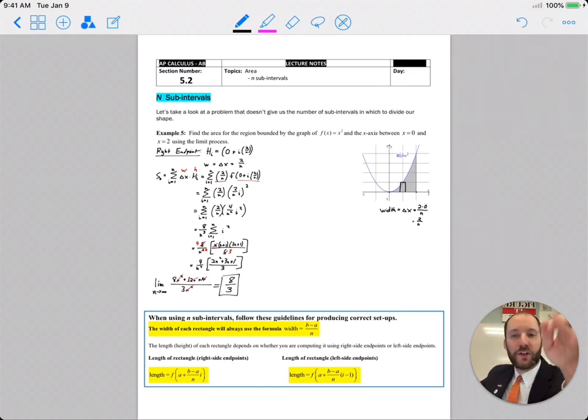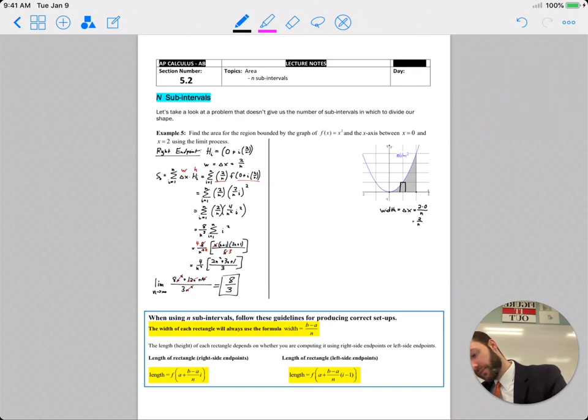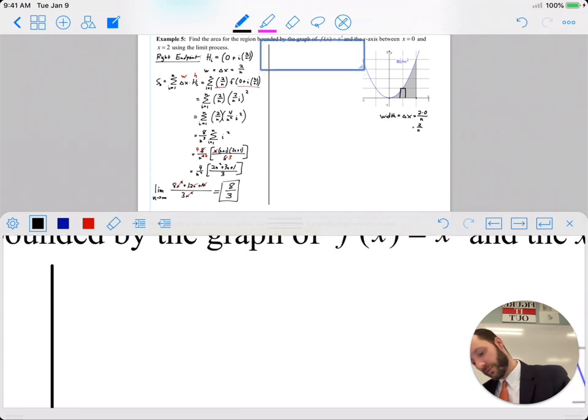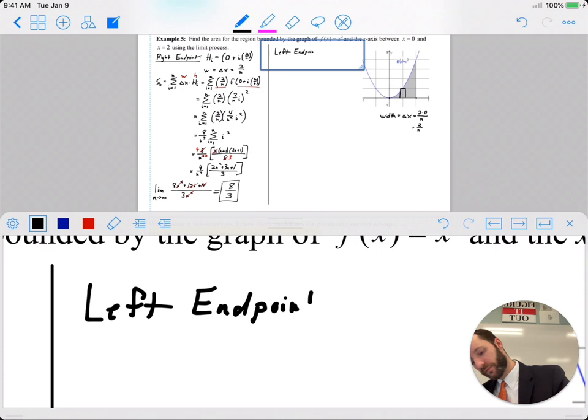So we got 8/3 for the right endpoint. Now you see my work, it's like I only used half of the space. Because, I can hear you groaning as you watch it, this like, oh man. Because we did the right endpoint, now we got to do the left endpoint. I told you, buckle up.